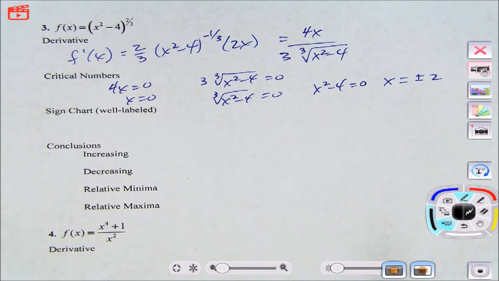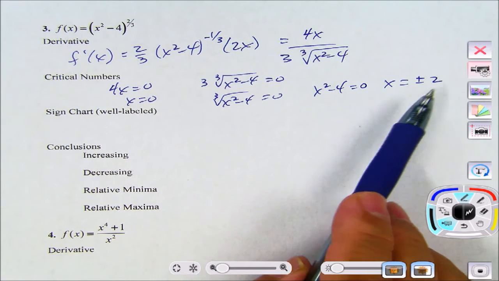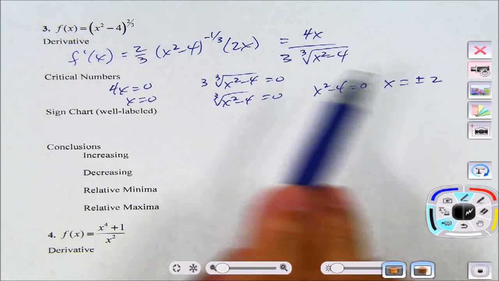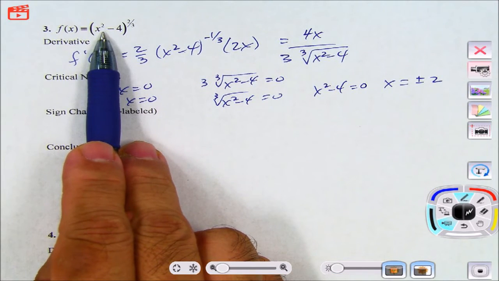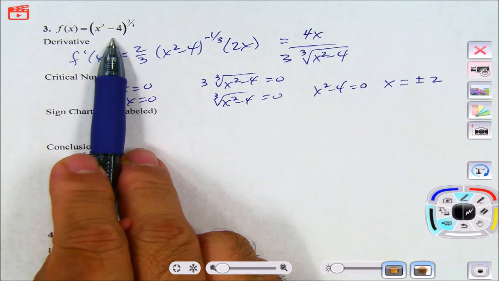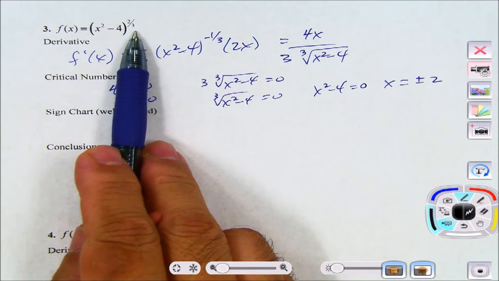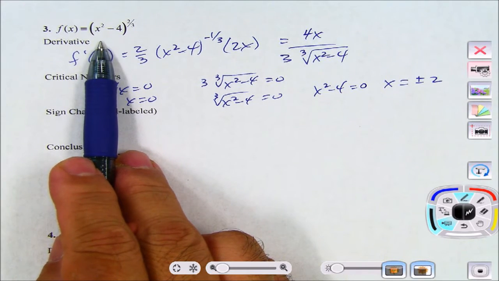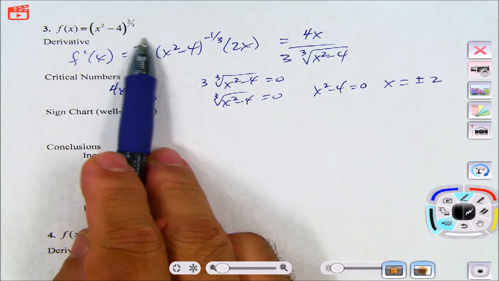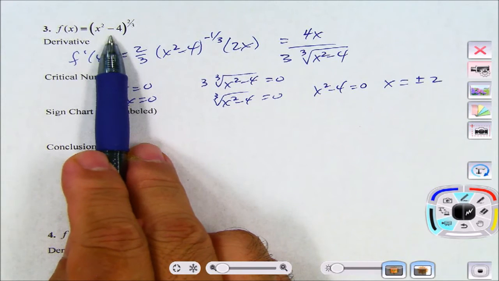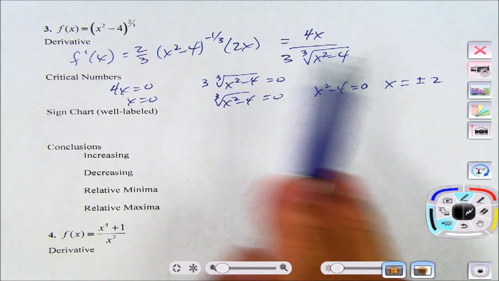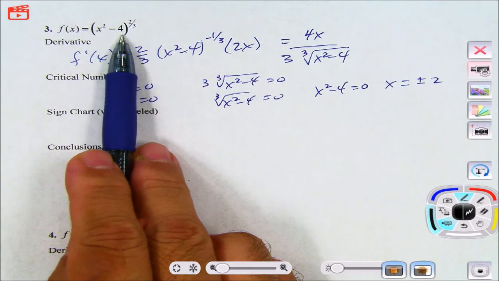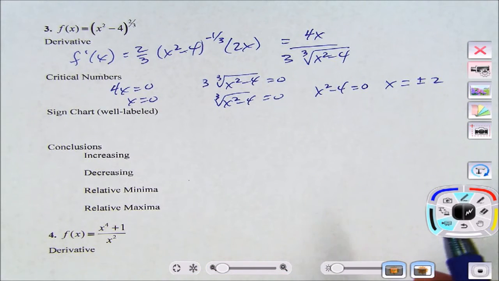Now, one danger of setting the denominator equal to 0 is that you have to check to see if these numbers are actually in the domain of the original function. What is the domain of the original function? Well, it's a cube root. There are no problems whatsoever. It's even roots that have problems. Odd roots have no problems. So the domain is all real numbers. So yes, plus or minus 2 is in that domain. Okay? All right. A well-labeled sine chart.